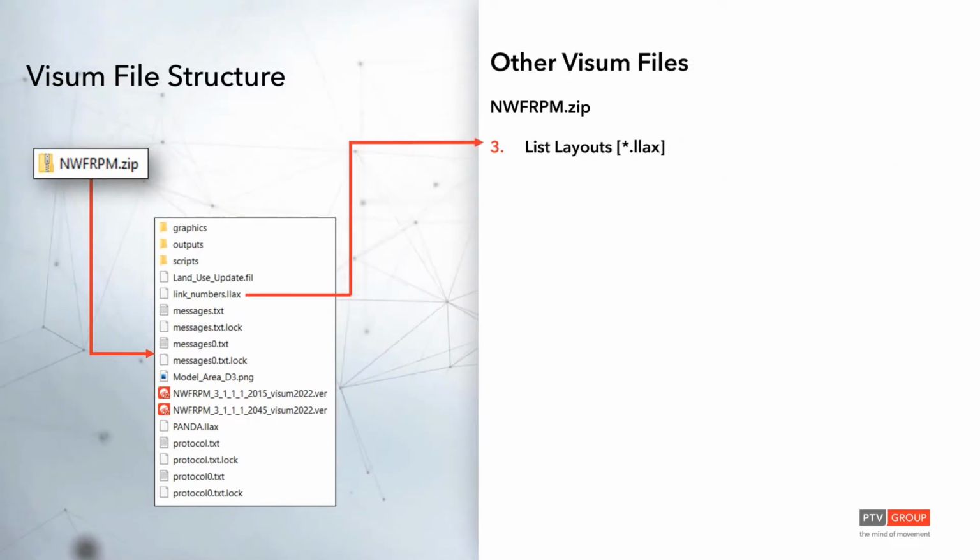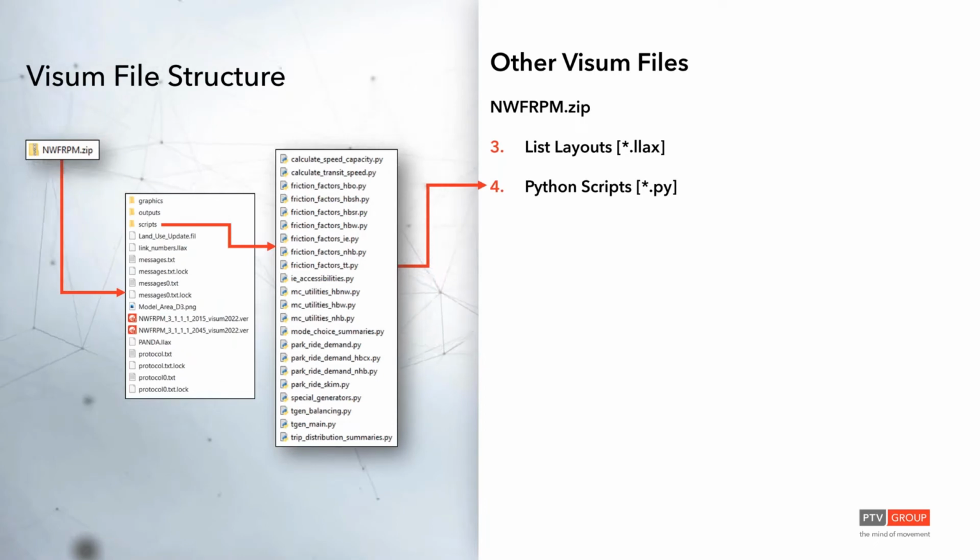Some other supporting files that we'll have are list layout files. This doesn't have anything to do with the calibration or operation of your model. This is more of just a view file that will help you organize your data. So if there's a certain layout of a list that you like, certain attributes that you like to see, you can save it as a list layout file.